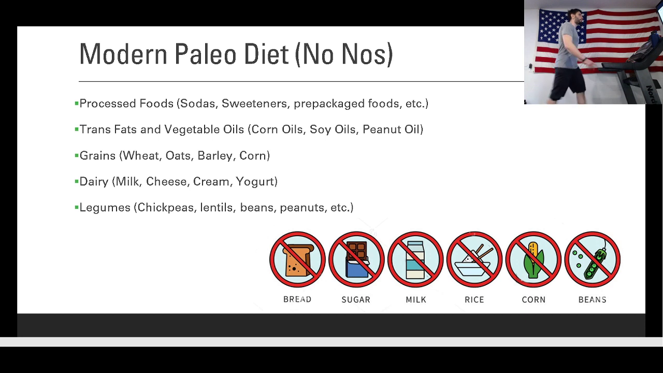And then legumes: chickpeas, lentils, beans, peanuts, right? Even for me, I don't necessarily understand what the issue is with chickpeas or with peanuts, right? I guess, again, because there's some level of modification, right?